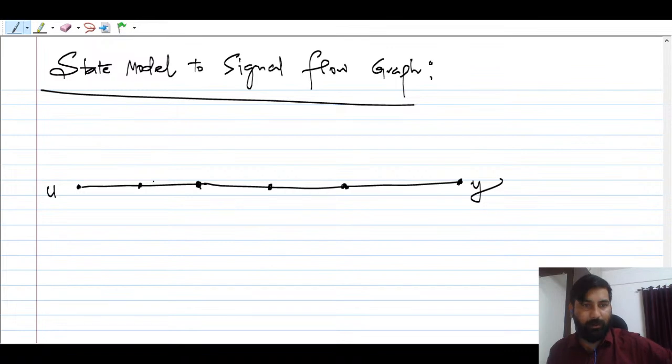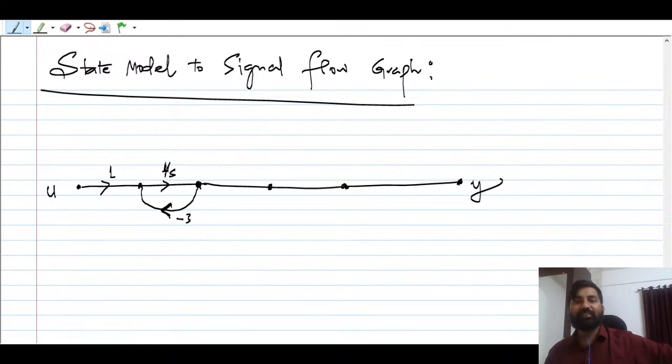Please remember, from here to here, this is 1. And this node is connected like this. Focus on this arrow: always keep in mind this arrow is having -3, and from here to here it is 1 by s. What is this 1 by s?